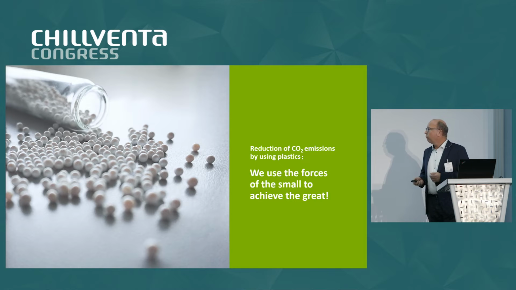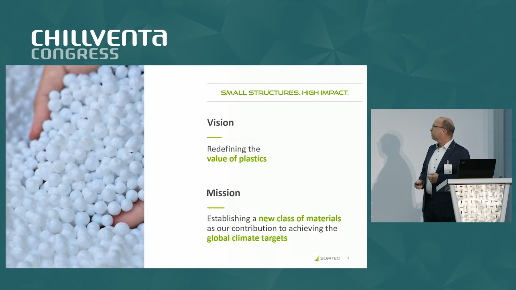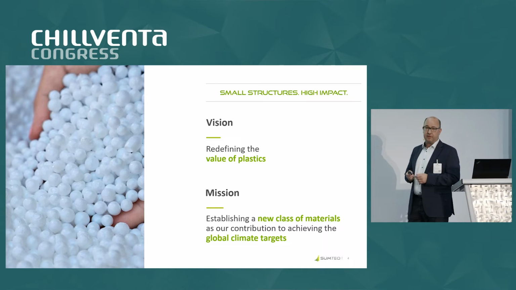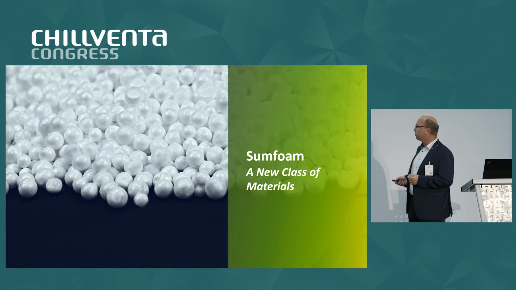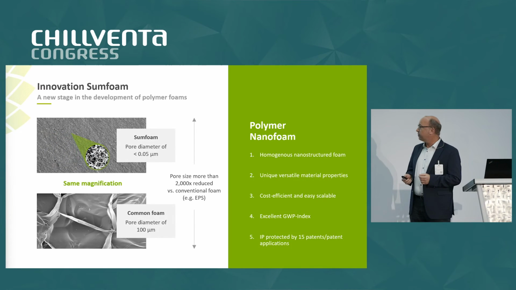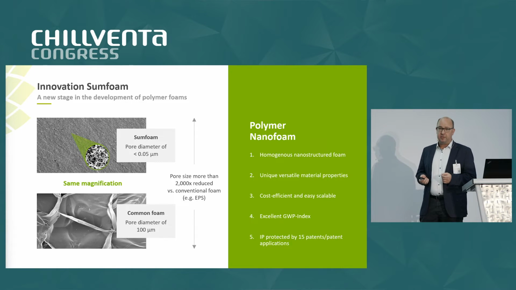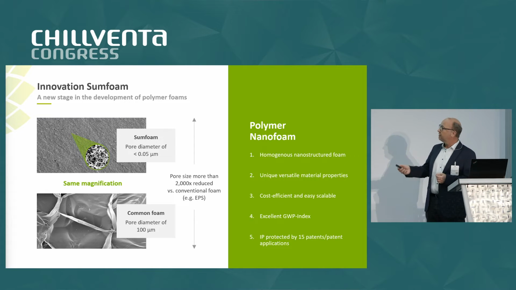Now, what is foam and what makes it so special? Foam is a nanoporous foam with a nanostructure or pore structure of less than 50 nanometers. Compared to a common foam, it is more than 2,000 times smaller in the pore structure. As you can see in the pictures, you have the same magnification on top of foam and below of a common foam. And just to make it visible to the human eye, we had to increase the magnification by a factor of 50,000, as you can see in the middle of the picture.